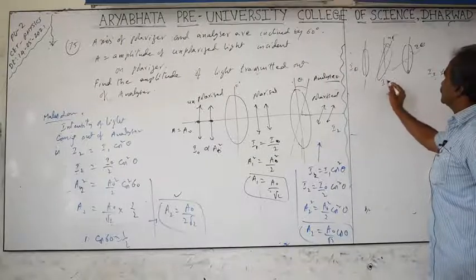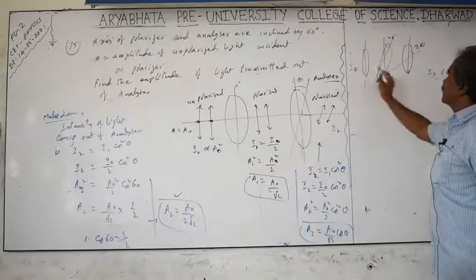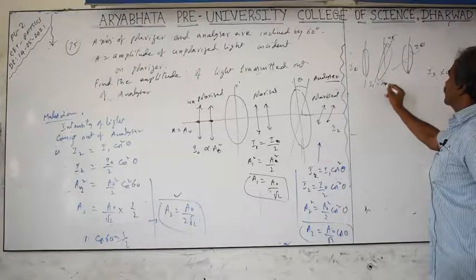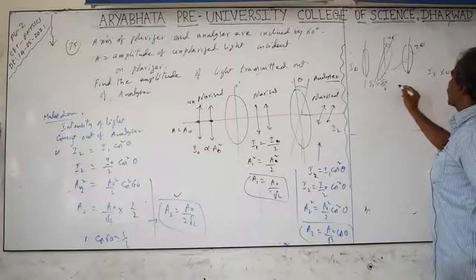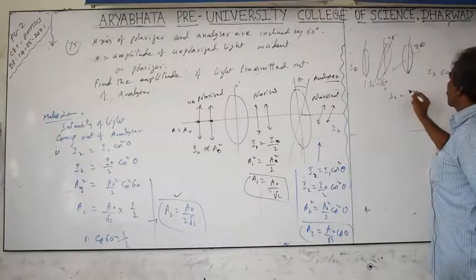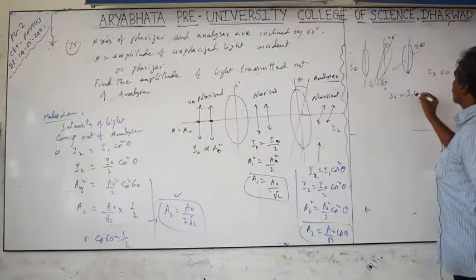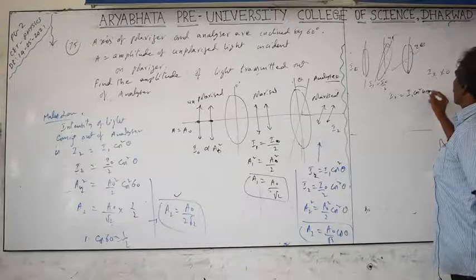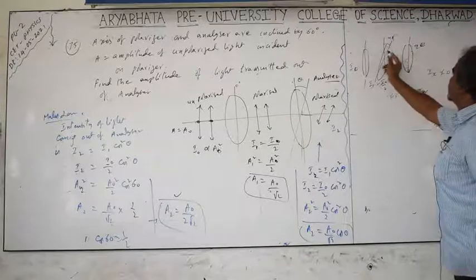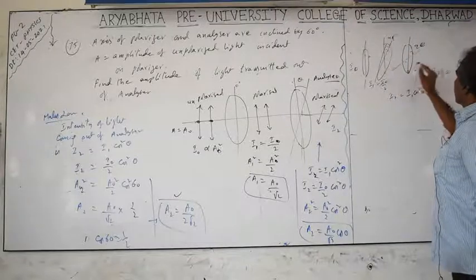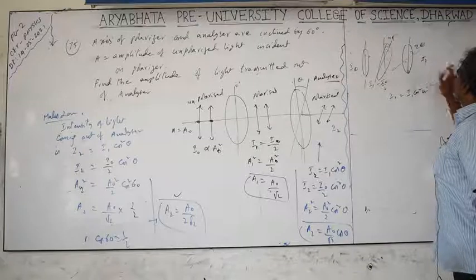This I1 becomes equal to I0. Between these two you will get I1 equal to I0 by 2, and between these two you have to apply law of Malus. I2 equal to I1, this intensity I1 into cos square 45 degrees. The angle between these two is 45 degrees. And the intensity coming out of the third polarizer is I3 now.